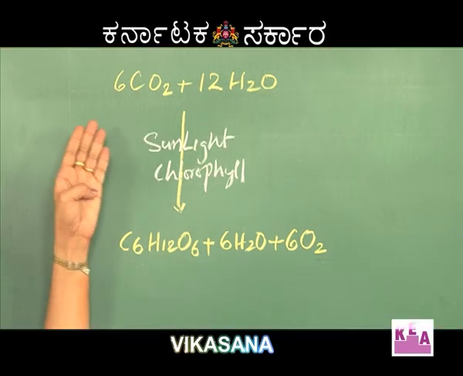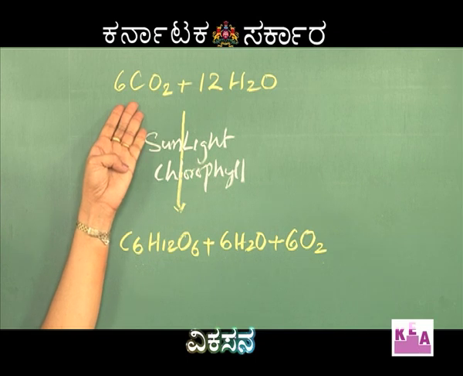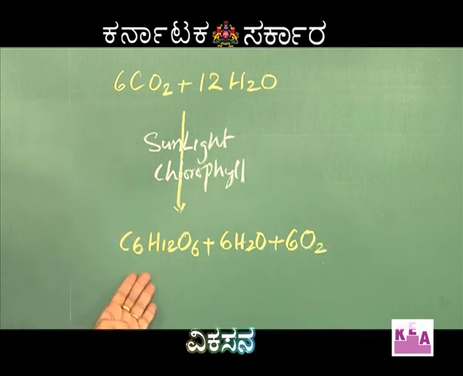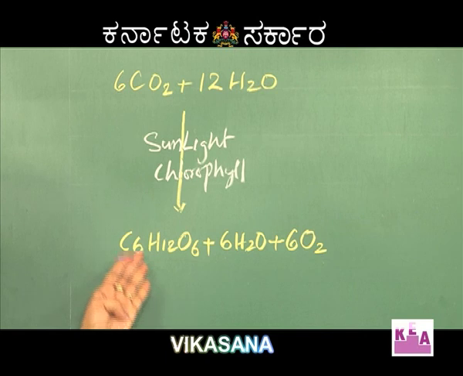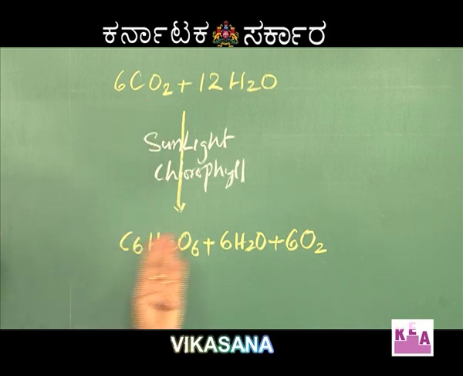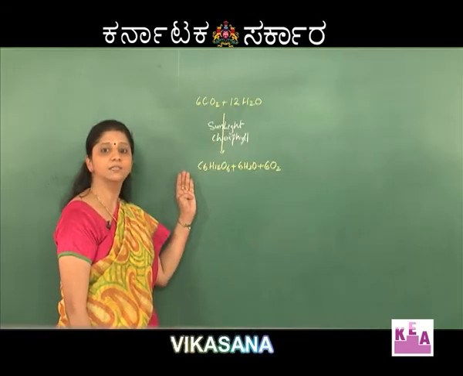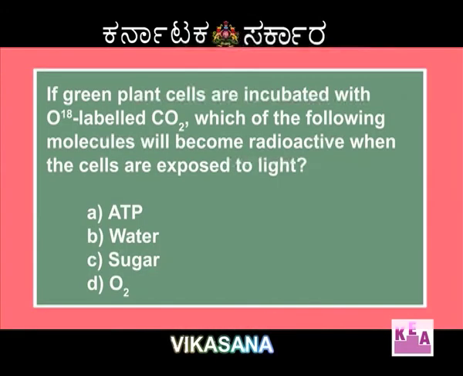From this equation it is very clear that carbon dioxide, one of the raw materials, is reduced to carbohydrate. So, if the labeled oxygen is there in the carbon dioxide, which compound will be radioactive? Definitely it will be C6H12O6. That means it is the sugar. So, which option should be correct? Option C, sugar, is the correct answer.